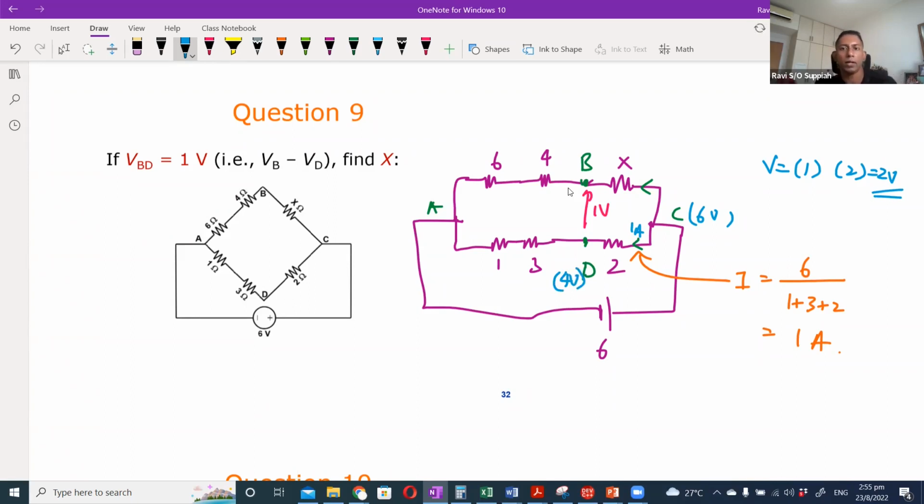D is effectively 4 volts because it's just like if I were to draw a separate circuit like this: 6 volt, and I say 2, 3, and 1. If I tell you that the current is 1 ampere, then you know that I got 2 volts, 3 volts, and 1 volt drop. So the voltage drop experienced by the 2 ohm resistor will be 2 volts. So from 6 volt, if I drop 2 volts, I'll get 4 volts at point D.